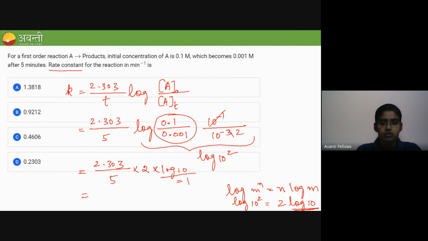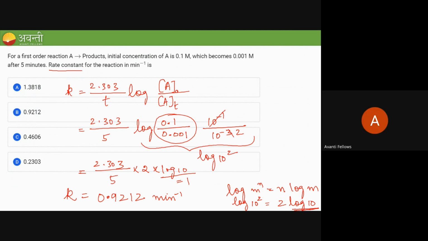So the answer would be equal to 0.9212. The rate constant is 0.9212 minute inverse. The correct answer is option B.